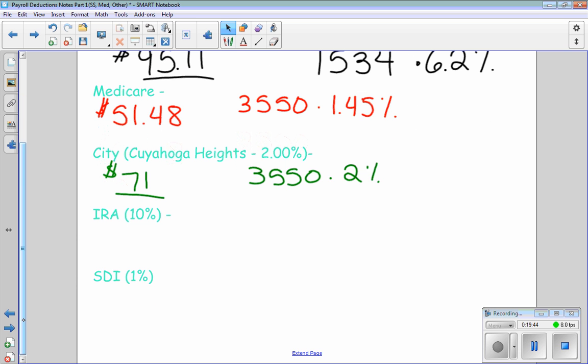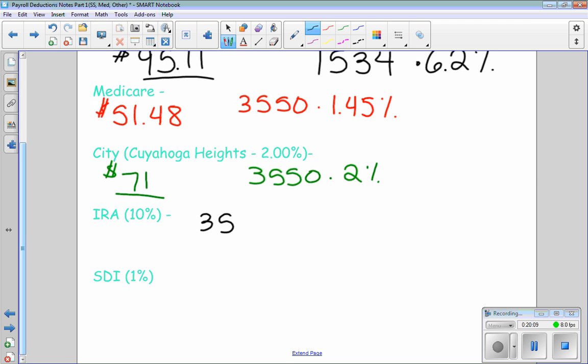And I have two more. And remember, these are what type of deductions? Who remembers what those are called? Not involuntary, but voluntary. IRA is my retirement account, and SDI is state disability, which state disability may be required. But IRA is definitely voluntary.